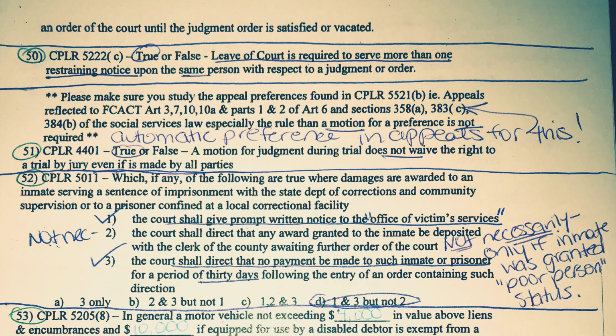52. The answer here is 1 and 3, but not 2. The reason it's wrong is because just because someone is an inmate, it does not automatically mean that they were granted poor person status. So if they were granted poor person status, then yes, the money is paid into the court. Still not to the clerk of the county, but it's paid into the court.